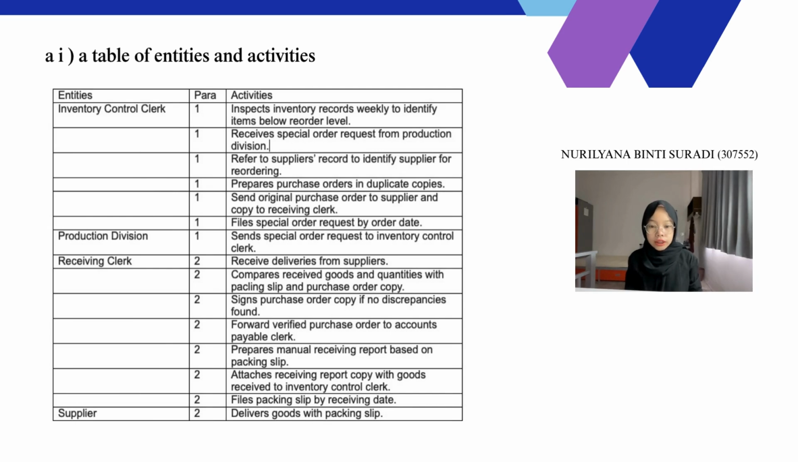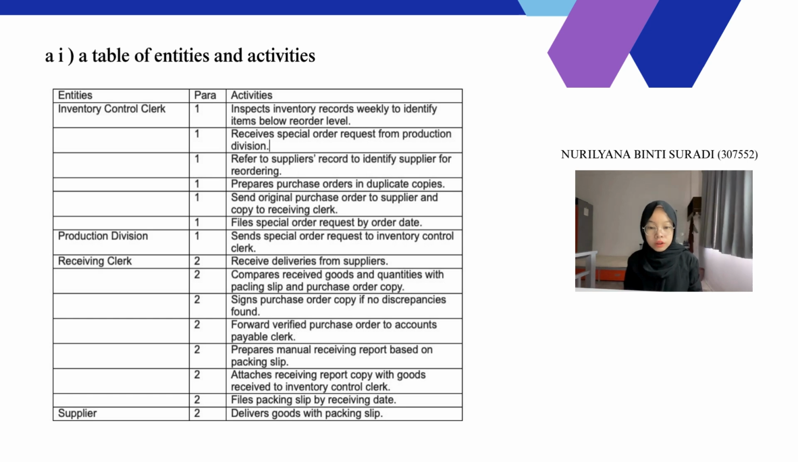So there are a few entities in this case study. For paragraph 1, we have the inventory control clerk and also the production division. There are a few activities for the inventory control clerk. The first one is to inspect inventory records weekly to identify items below the order level. The second one is to receive special order records from the production division.